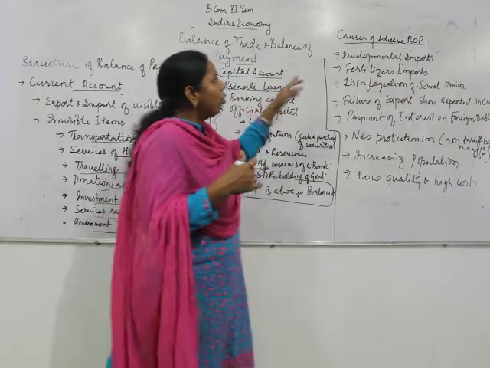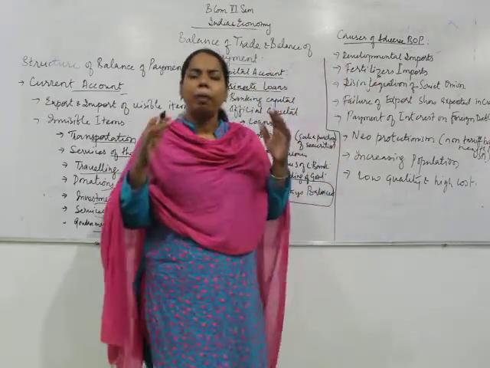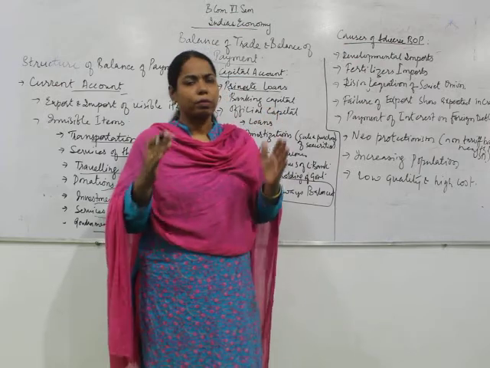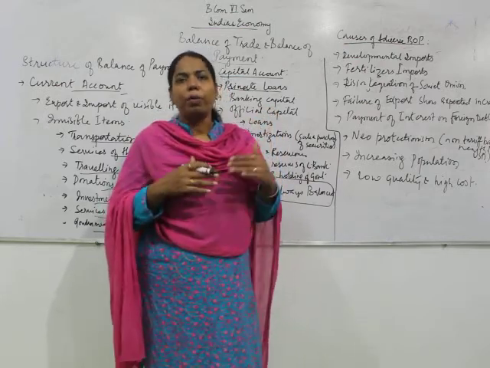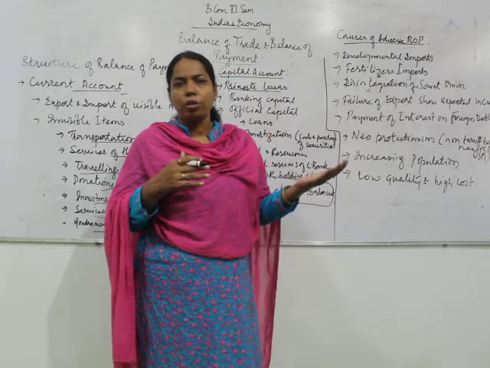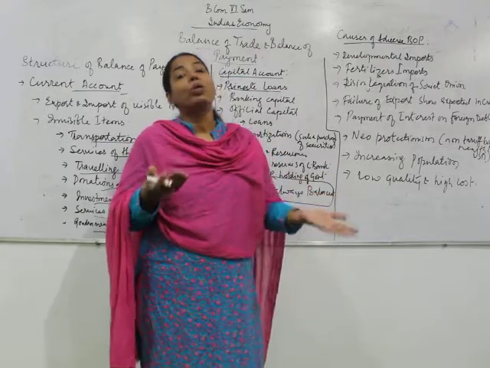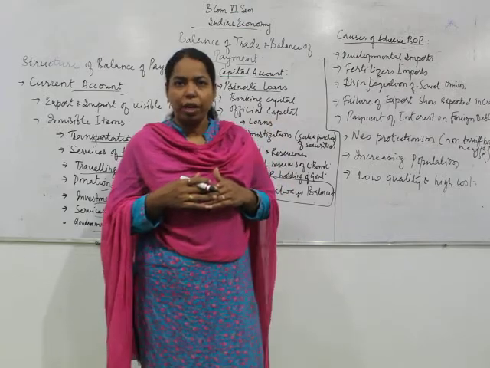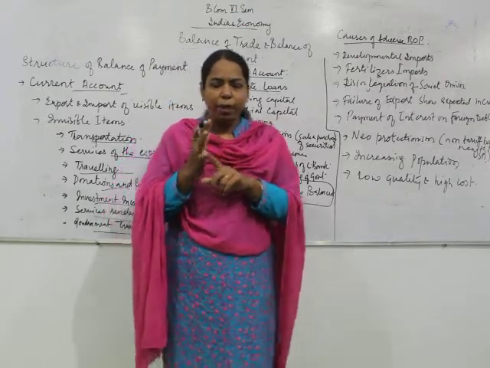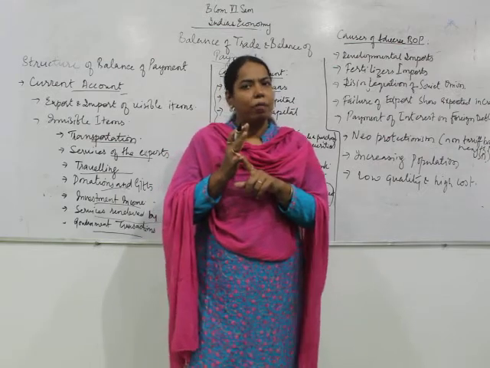So one of the reasons is the developmental imports: we imported a lot of capital goods from other countries of the world, and we had to make lump sum payments for that. So that is again one of the reasons for the adverse balance of payment position of India. Say adverse balance of payment and favorable balance of payment. Adverse balance of payment means what?